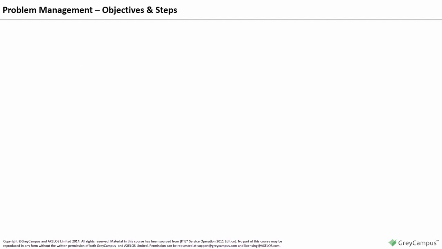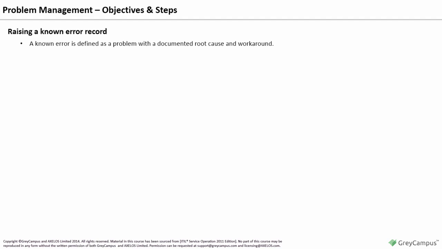Problem management, objectives and steps. Raising a known error record. A known error is defined as a problem with a documented root cause and workaround. The known error record should identify the problem record it relates to and document the status of actions being taken to resolve the problem, its root cause and workaround. Also, known error records should be stored in the KEDB.